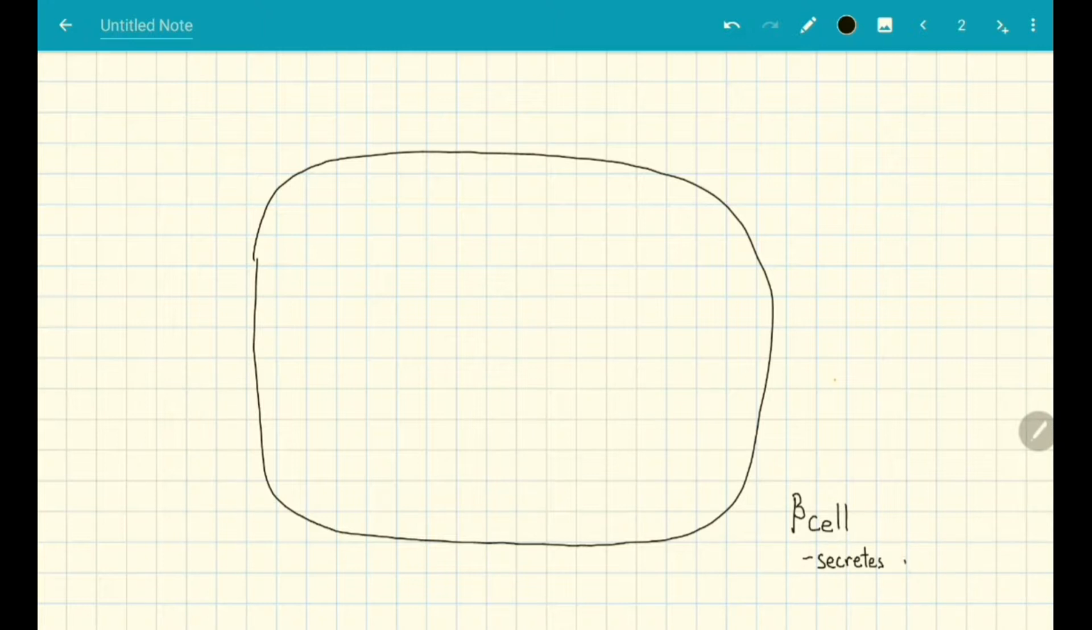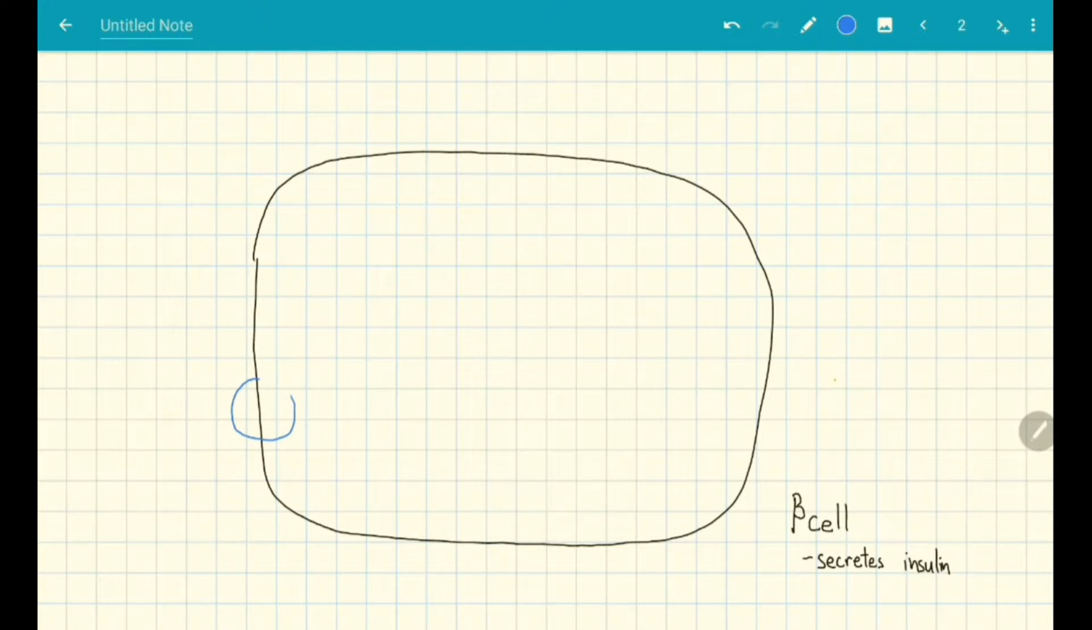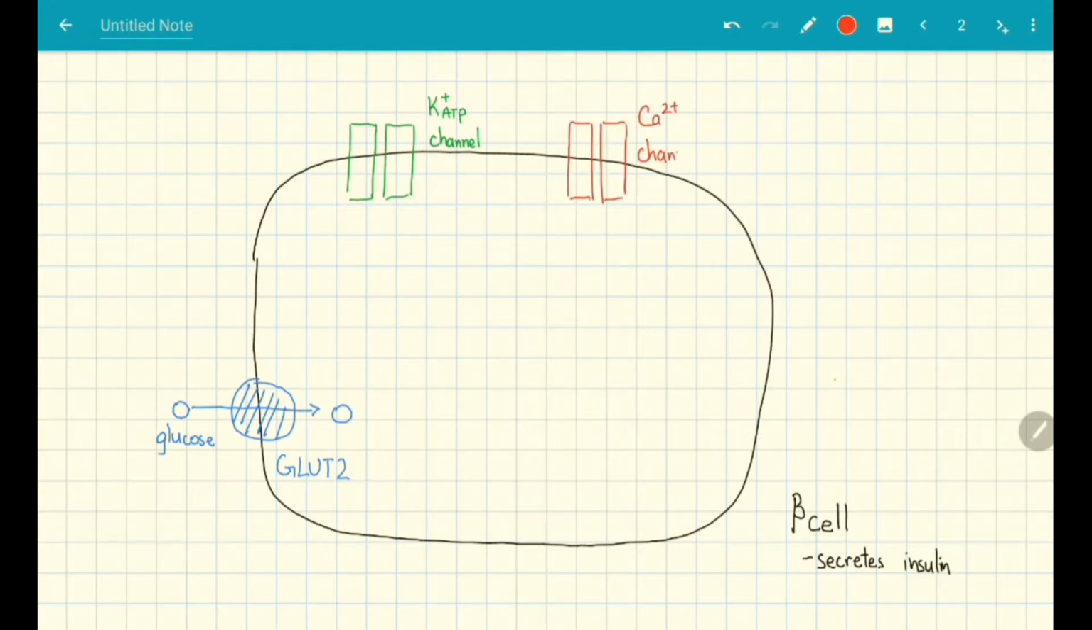This is a diagram of a beta cell of the pancreas. Its primary function is to secrete insulin. There are glucose transporters on the beta cell called GLUT2 transporters that transport glucose into the beta cell. There are also potassium channels and calcium channels that are responsible for regulating ion concentrations and membrane potential.